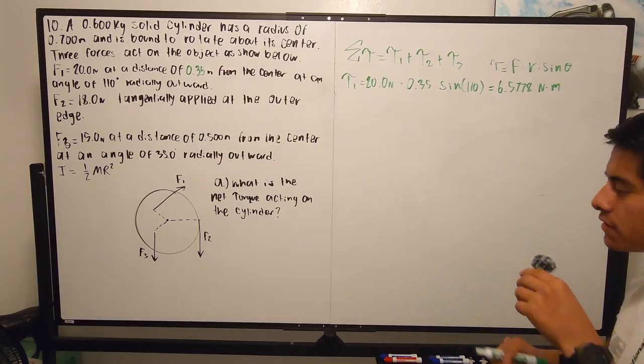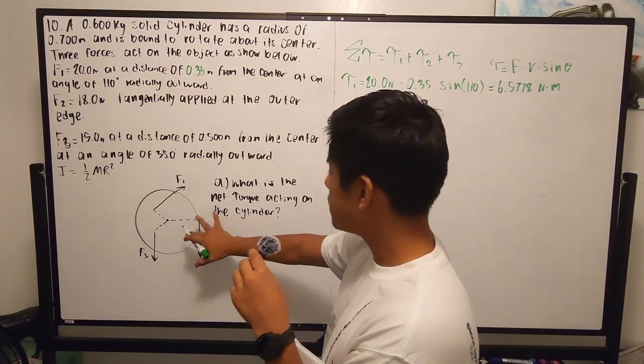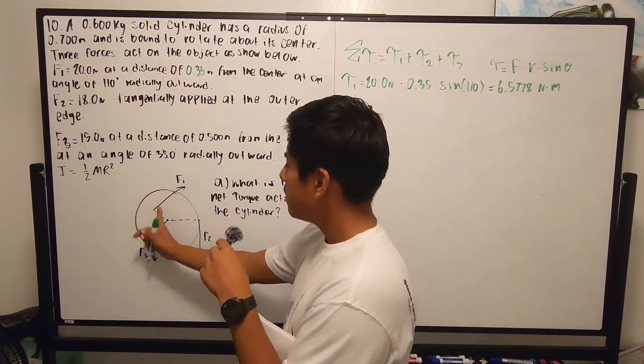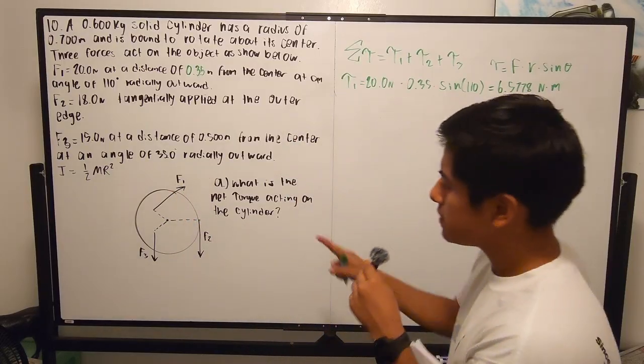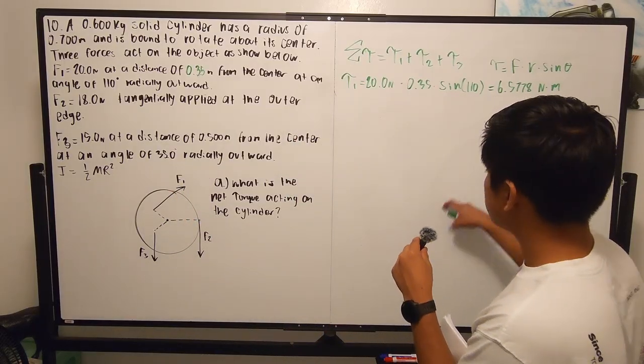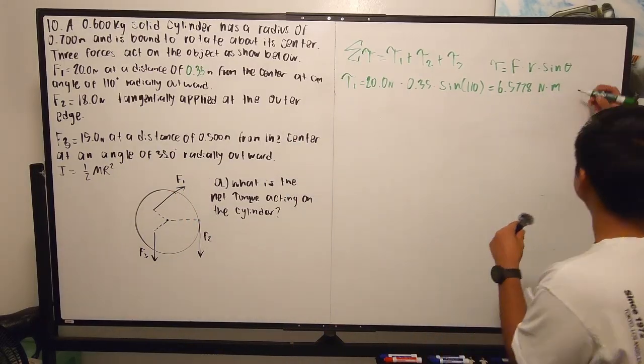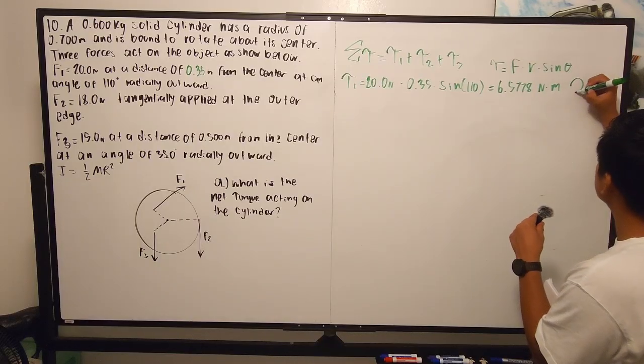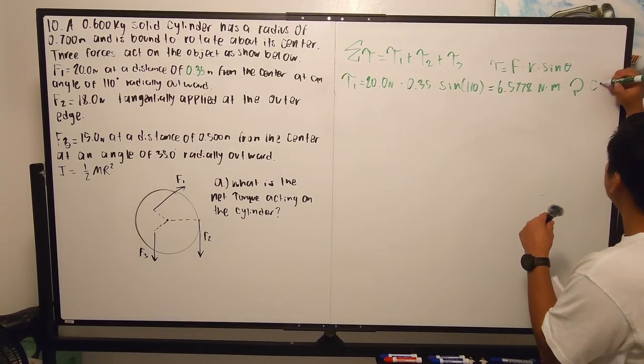And as we can see from this picture right here, since it's pushing this way, it's going to make this cylinder rotate like this, which is clockwise. So I'm just going to go ahead and draw it like that and write clockwise.